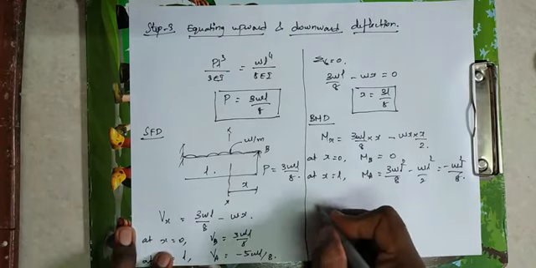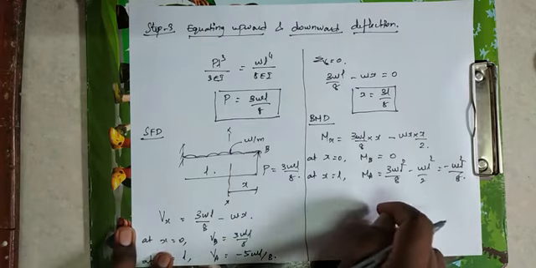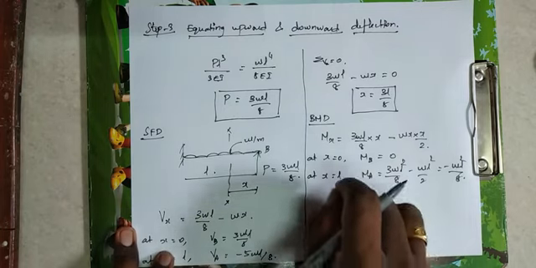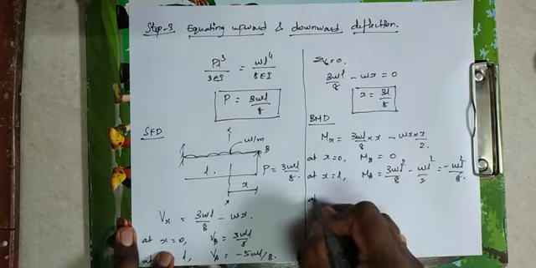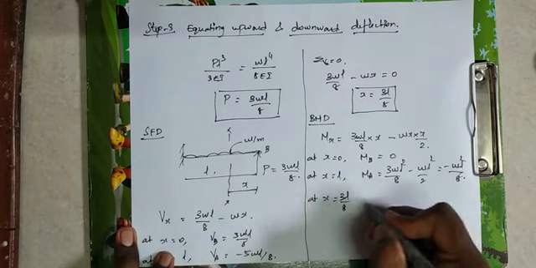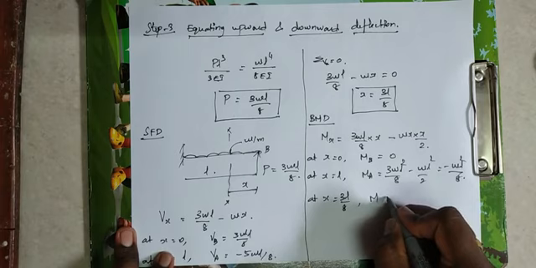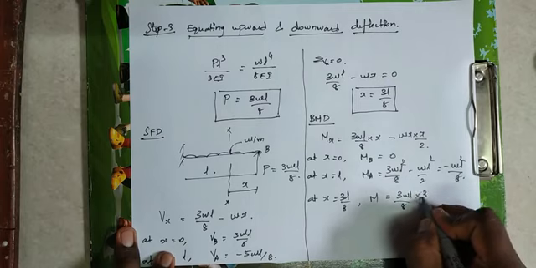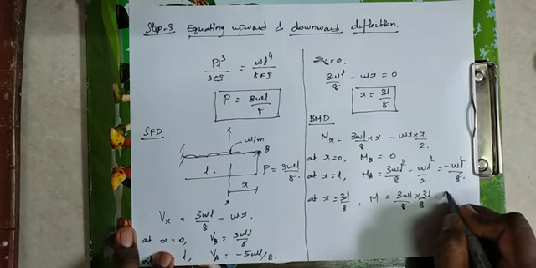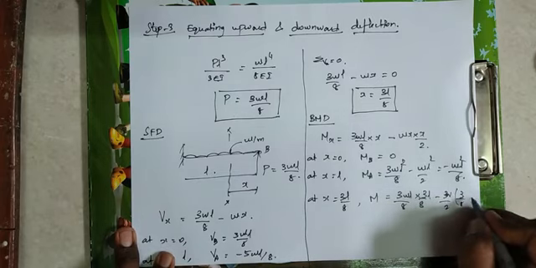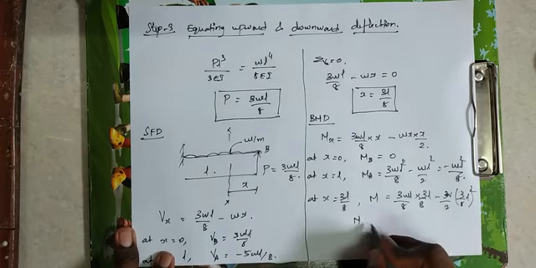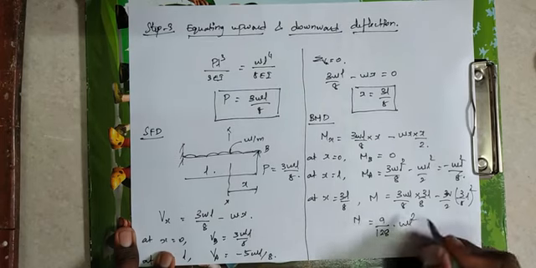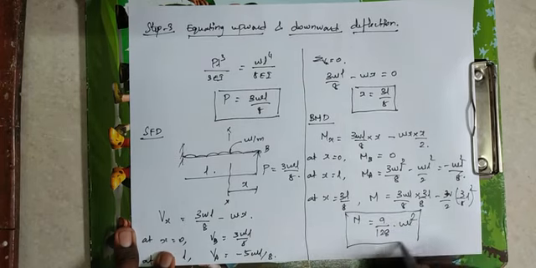Now we need to find the maximum bending moment. Maximum bending moment will be where shear force is 0. That is at x equal to 3L by 8 we will get maximum bending moment, that is capital M equal to 3WL by 8 into 3 by 8 into L, minus W by 2 into (3 by 8 into L) the whole square. We will get maximum bending moment as 9 by 128 into WL square. This is the maximum bending moment value.